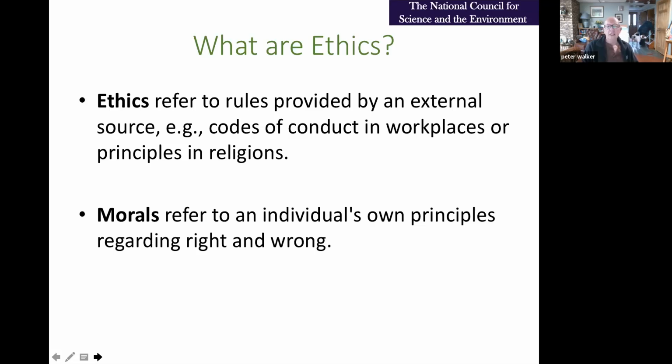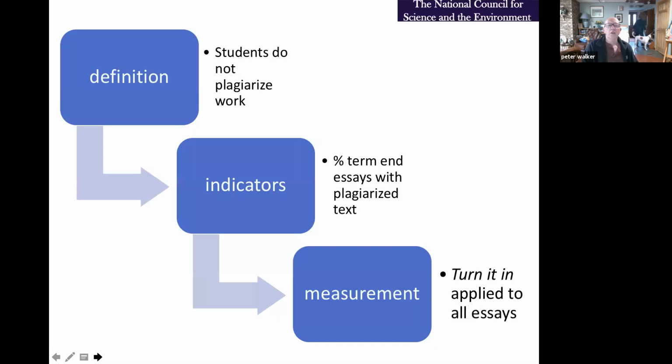And next slide, just as we were saying earlier, we can have an ethic defined, for instance, students will not plagiarize their work. That's an ethical statement. We have indicators, percentage of a term essay that's plagiarized, and we have a way of measuring it using Turnitin. So we can see ethics as being part of core competencies and just as easy to systematize as any other competency we have in there.